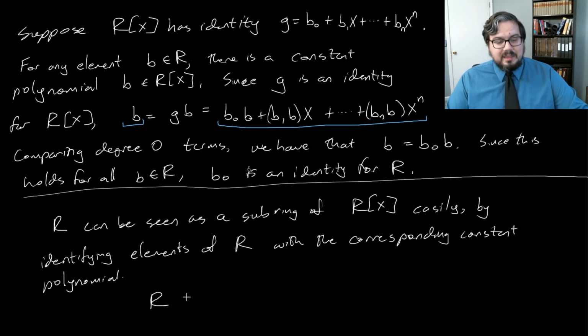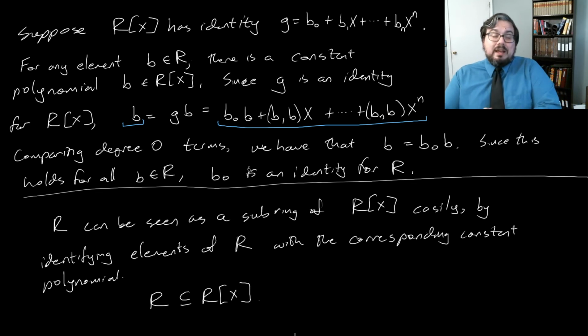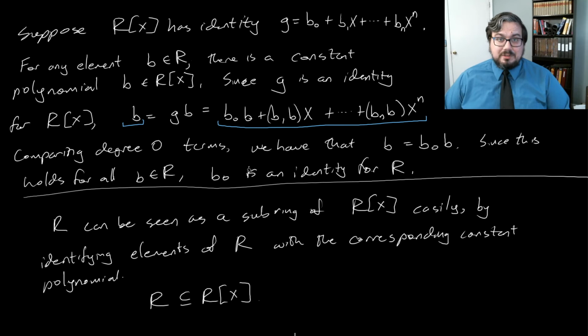Thus, we can think of R as really being a subring of the polynomial ring R adjoin X, consisting of all of the constant polynomials, all the degree 0 polynomials plus the 0 polynomial. So we'll often be switching back and forth between thinking of constant polynomials as elements of R and as elements of R adjoin X as we try to understand things about the polynomial ring in terms of the coefficient ring.